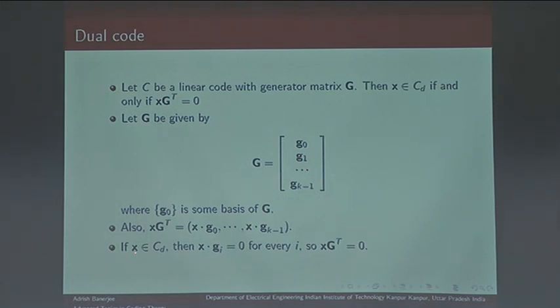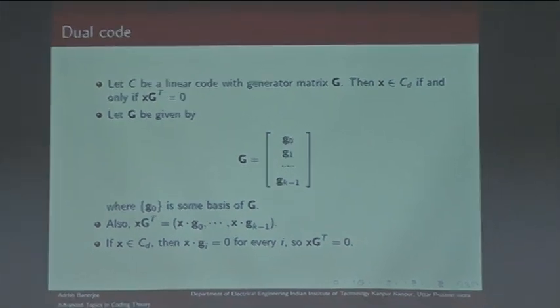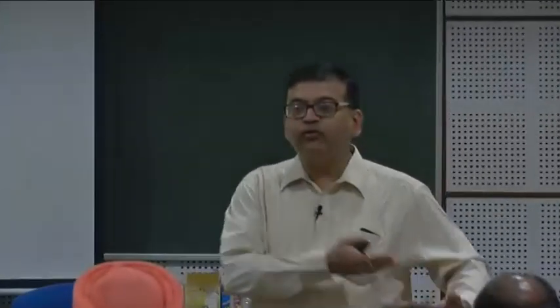Now, I am saying if X belongs to the dual code, then X dot gi is 0 for every i. Can you tell me why? Exactly. We said that the dual code has this property that if you take a code word in the original code and you take a code word in the dual code, their dot product is 0.